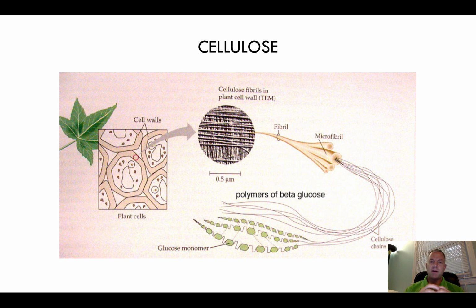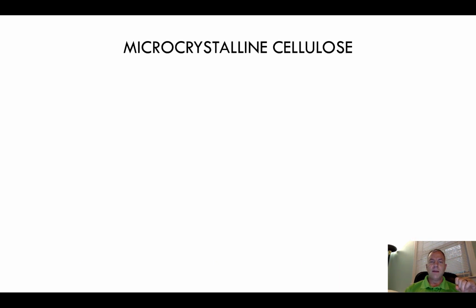It is part of the protective outer layer of cell walls, and it forms fibers. And so you have fibers which are made up of smaller and smaller components, microfibrils, and then actual glucose polymers themselves, all beta bonded. And so this is part of the tough outer layer of cell walls.